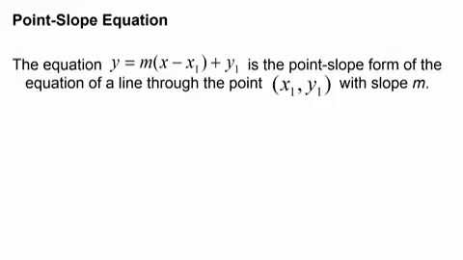Point slope equation. The equation y equals m times the quantity x minus x sub 1, plus y sub 1, is the point slope form of the equation of a line through the point (x sub 1, y sub 1) with slope m.